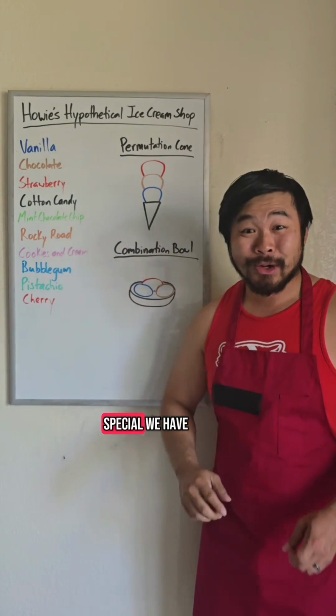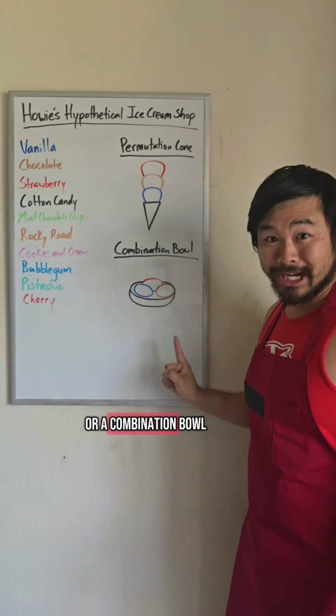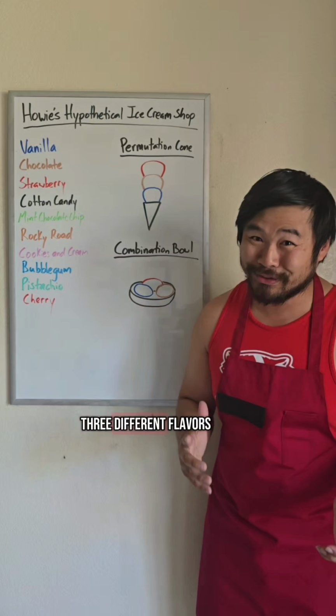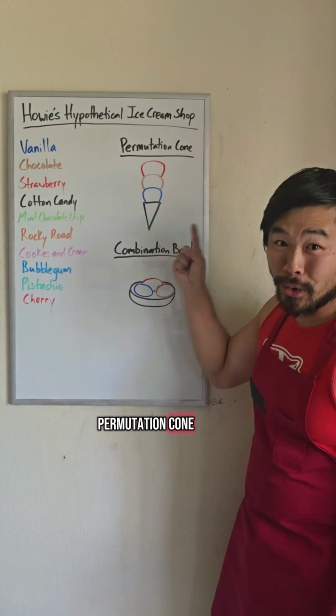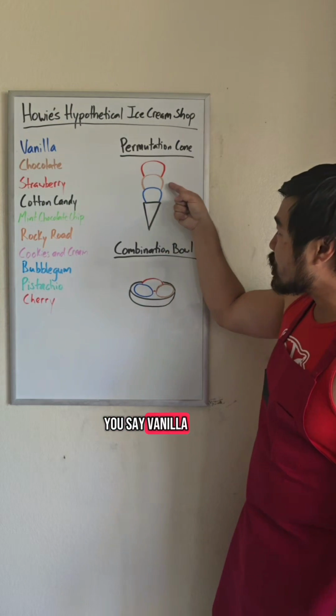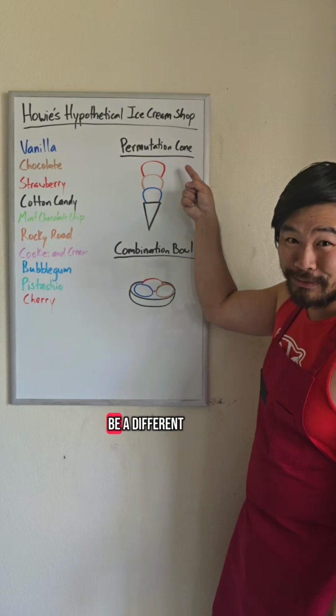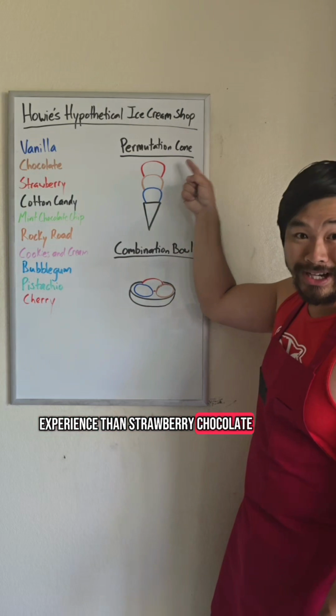And for today's special, we have a permutation cone or a combination bowl, where you choose 3 different flavors. Now, what's the difference? Well, with the permutation cone, order matters. If you say vanilla, chocolate, strawberry, that's going to be a different experience than strawberry, chocolate, vanilla.